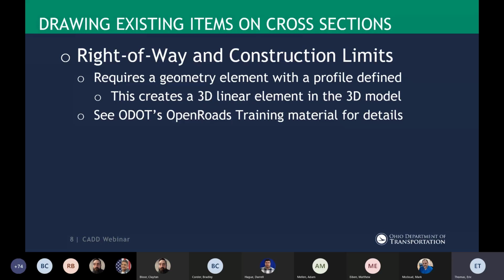Now, right-of-way and construction limits can be displayed. Like I said, it requires a geometry element, and it does require that that element has a profile defined. And then once you define a profile for that element, it creates a 3D linear element in the 3D model of that right-of-way file. So there is information on doing that in ODOT's OpenRoads training material. So I will refer you back to that.